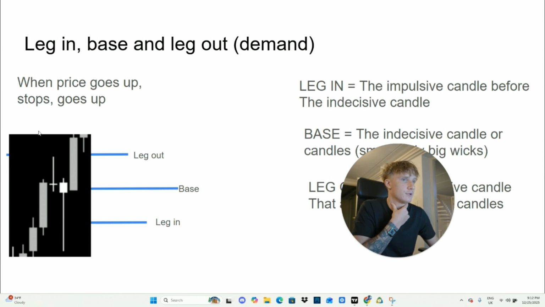So instead of us looking at it going down, then stop, and then it goes down again, we're instead looking at when price goes up. So impulsive, what's this going to be? This is going to be the leg in, then a base, and in this case we can see it's two indecisive candles, right? And then the leg out, which is going to be this right here. So an impulsive candle after the indecisiveness.